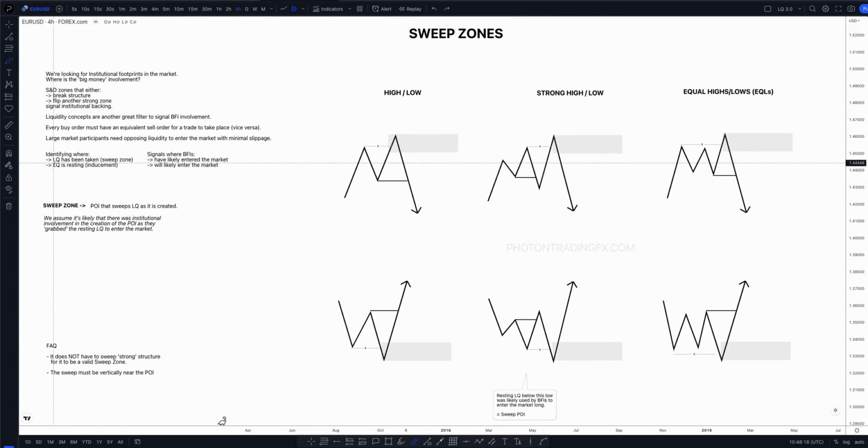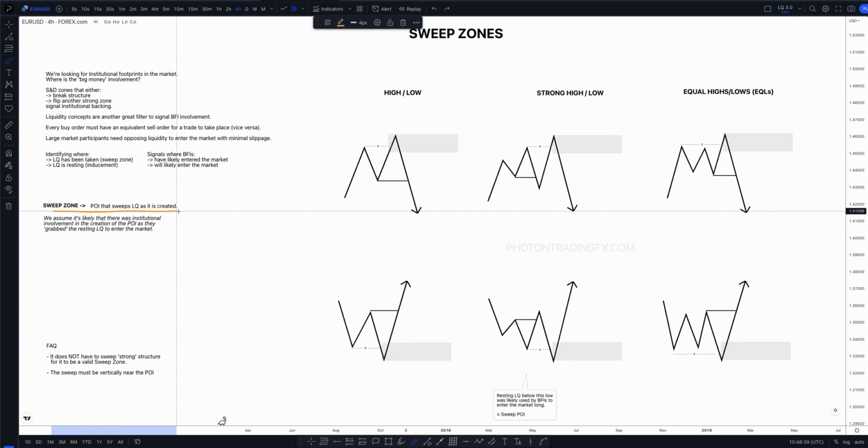So essentially, identifying where liquidity has been taken in the creation of a sweep zone signals where they have likely entered the market. And where liquidity is resting, liquidity that hasn't yet been tapped into behind here, we'll talk about this later, but essentially that's the concept of inducement, and we can signal where they will likely in the future potentially enter the market, okay?